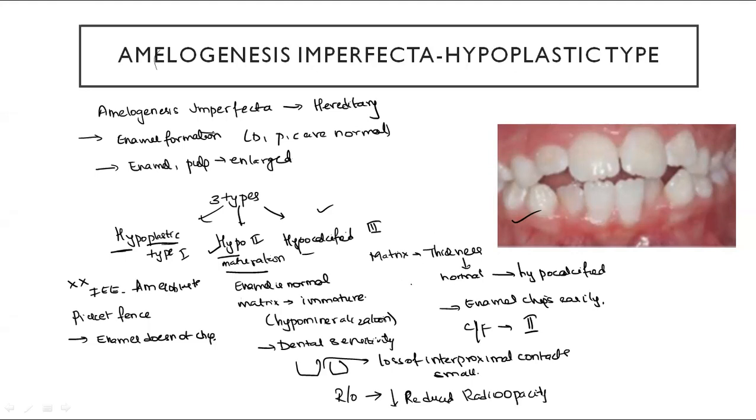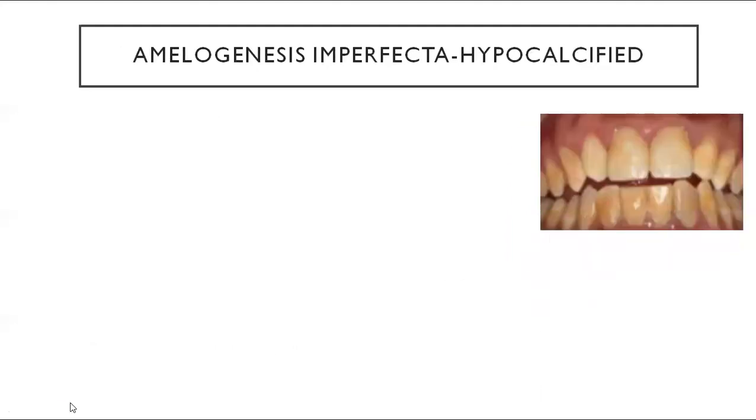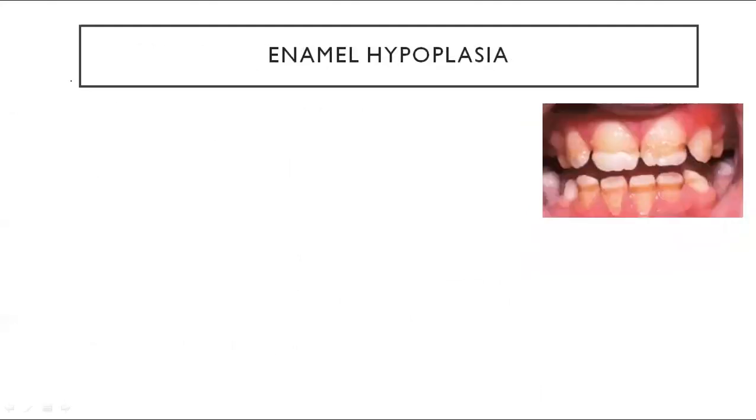Okay. Now what happens in hypocalcified is the matrix thickness is normal, but whatever matrix is there, it is calcified. Okay, and therefore it chips easily. So this was about the three types of amelogenesis imperfecta. Now coming to enamel hypoplasia.